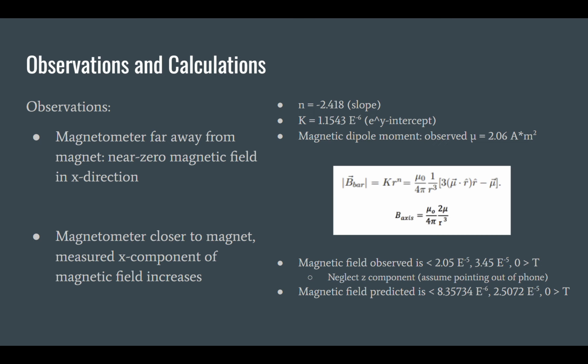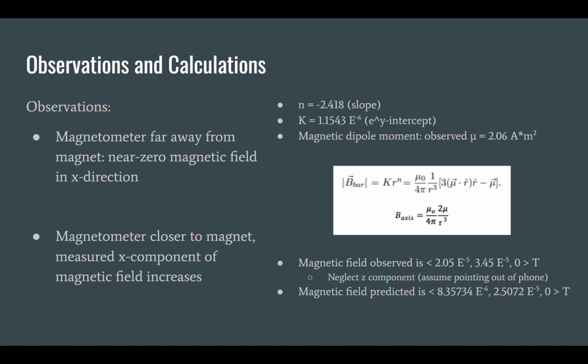Some important observations for this experiment include that when the magnetometer was far away from the magnet, it measured a near zero magnetic field in the x direction, but as the magnetometer moved closer to the magnet, the measured x component of the magnetic field increased. Some important calculations from this experiment are also listed.